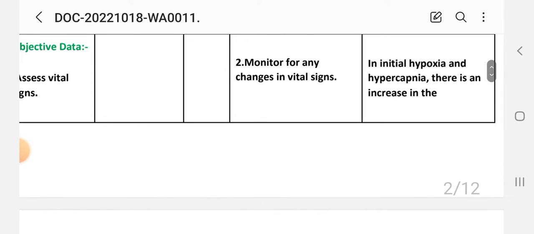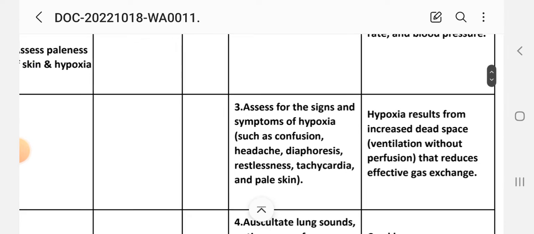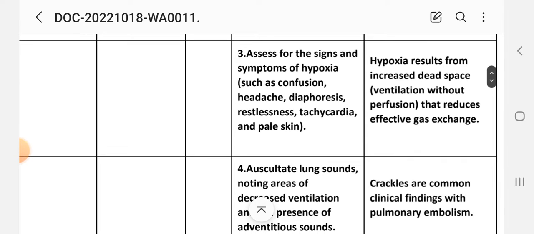Second intervention, monitor for any changes in vital signs. The rationale will be that in initial hypoxia and hypercapnia there is an increase in the respiratory rate, heart rate and blood pressure. Next, third, assess for the signs and symptoms of hypoxia such as confusion, headache, diaphoresis, restlessness, tachycardia and pale skin.